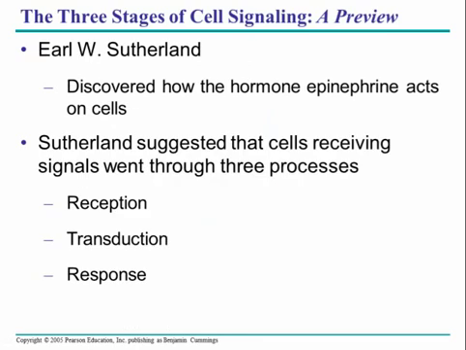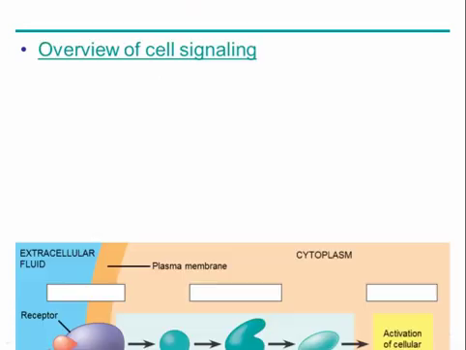Now, a lot of this originated from Earl Sutherland, who won the Nobel Prize when he discovered how the hormone epinephrine acts on cells. And he suggested that there was a series of steps that cells went through to receive and process the signals, and he called it reception, followed by transduction, and then eliciting a response. So reception, transduction, response. And you can see that here.